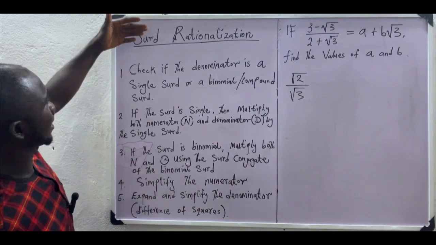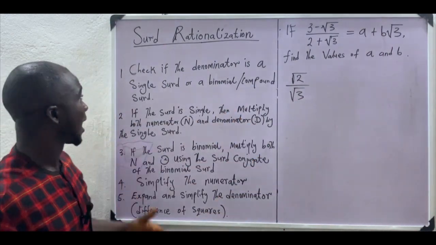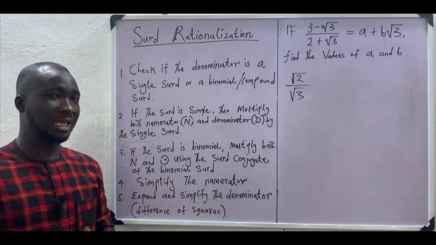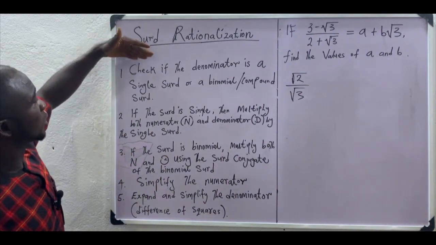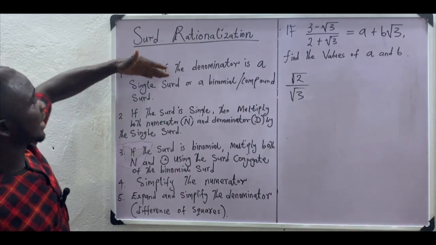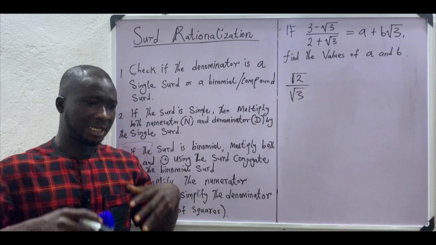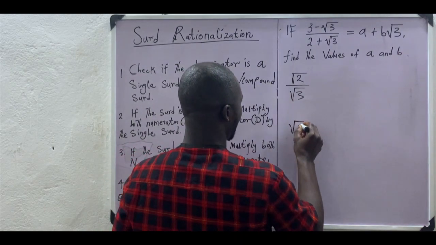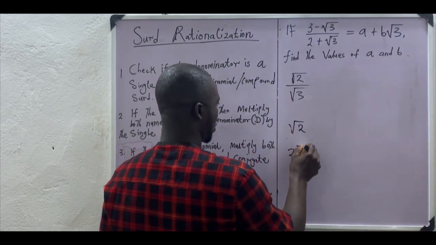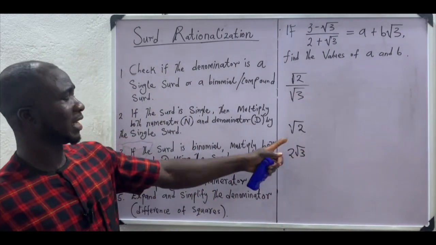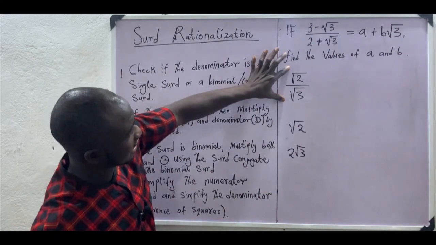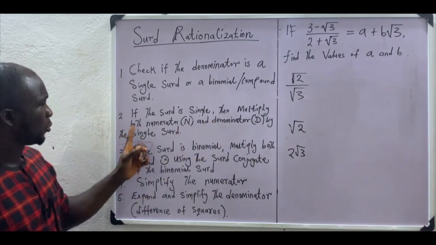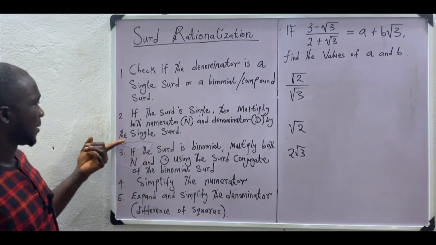Now, how do we rationalize a given surd such as this? I have itemized 5 steps that you need to take in order to rationalize a surd easily. 1. You need to check if the denominator is either a single surd or a binomial surd. A single surd simply means an expression that contains one surd. For example, root 2 is a single surd, 2 root 3 is also a single surd. So if the denominator contains a single surd, then you multiply both the numerator and the denominator by the single surd.